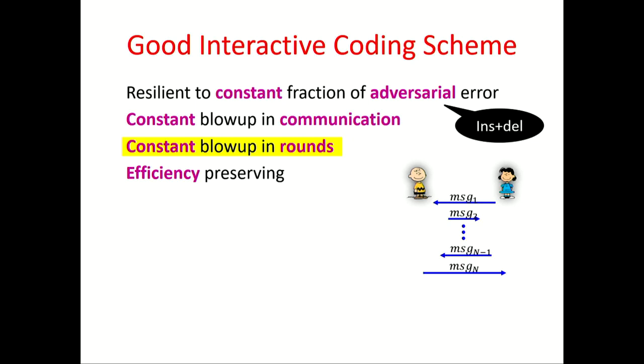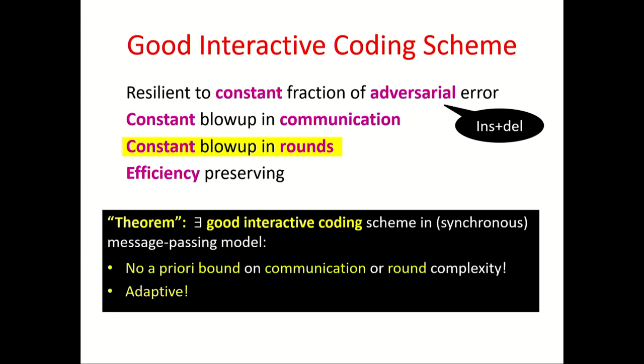So we allow the adversary to change the length of the message. Of course, he'll pay for it. That's considered an error. He can insert, he can delete. So this is the notion of good coding scheme that we want to consider in this work. And what we show, we construct a good coding scheme with these parameters.